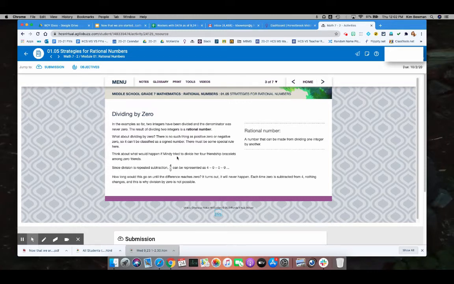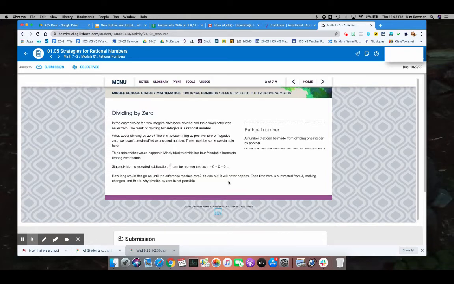Think about what would happen if Mindy tried to divide her 4 friendship bracelets among 0 friends. That would be sad if she had 0 friends. Since division is repeated subtraction, you've got 4 divided by 0. It could be represented as 4 minus 0 minus 0 minus 0. You keep doing it, but you're never going to get to 0. Turns out it will never happen. Each time 0 is subtracted from 4, nothing changes, and that's why division by 0 is not possible.